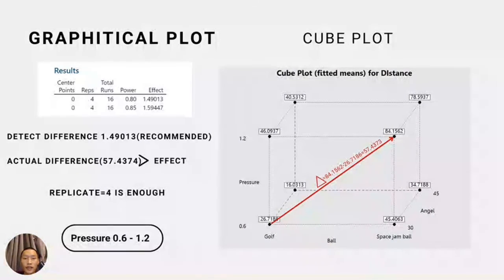Power and sample size, detect difference. 1.49013 is recommended and the actual difference equals 57.4374, which is more than the effect. So we conclude replicate equal to 4 is enough. Distance, power, sample size, detect difference.